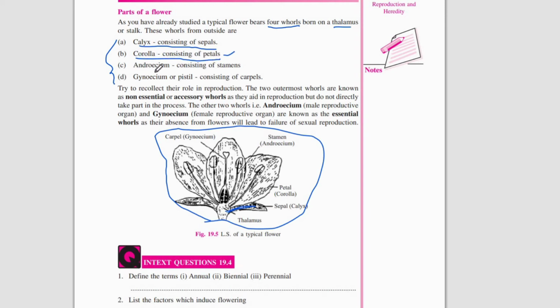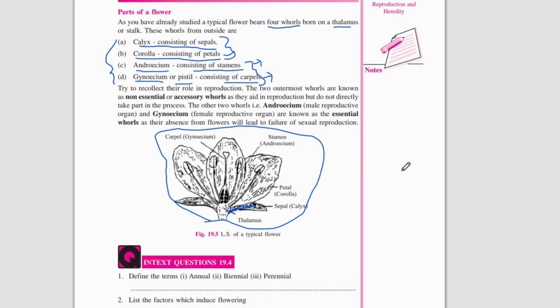Androecium is the male reproductive part. It consists of stamens. The female reproductive part is gynoecium, also called the pistil, and it consists of carpels. The outermost 2 layers are known as the non-essential or accessory whorls, and they just act as a support to the reproductive whorls. The inner 2 layers are called the essential or reproductive whorls. This is the male reproductive part of a flower, and this is the female reproductive part.